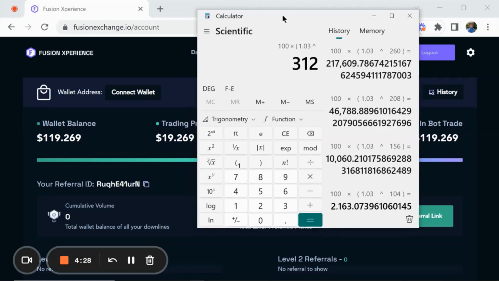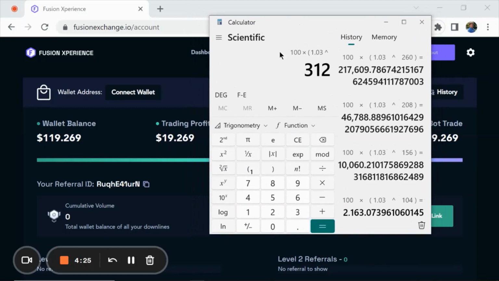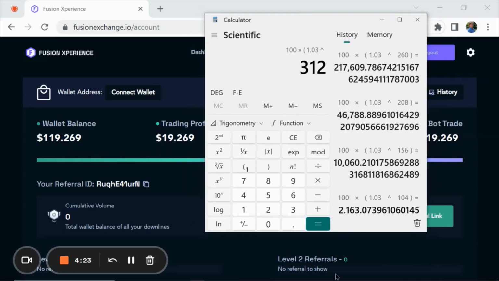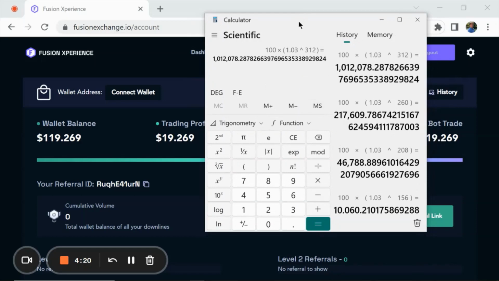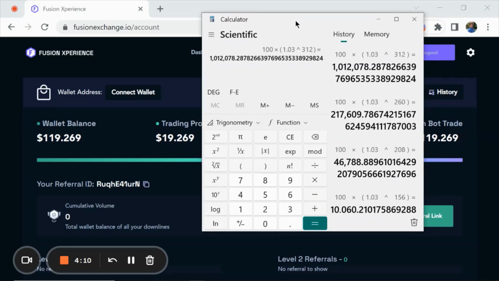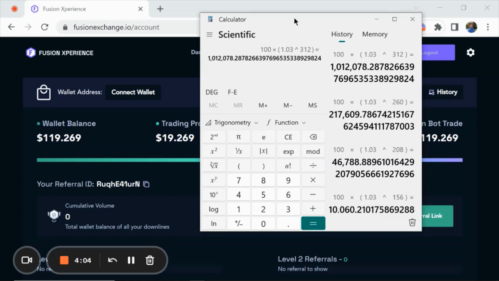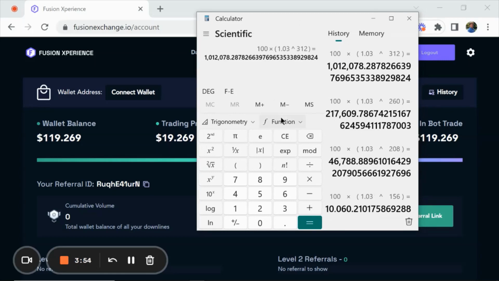If you were to just leave your money in and let it compound, you're going to be looking at a total of $1,012,000. So if you're noticing a trend with the compounding interest where you're actually gaining growth at a greater amount, that is the power of exponential growth. And that's what you're seeing right there. So let's go ahead and work this out a little bit further.